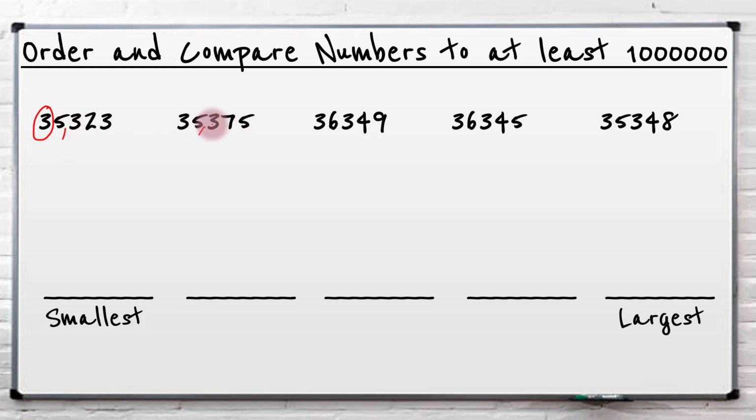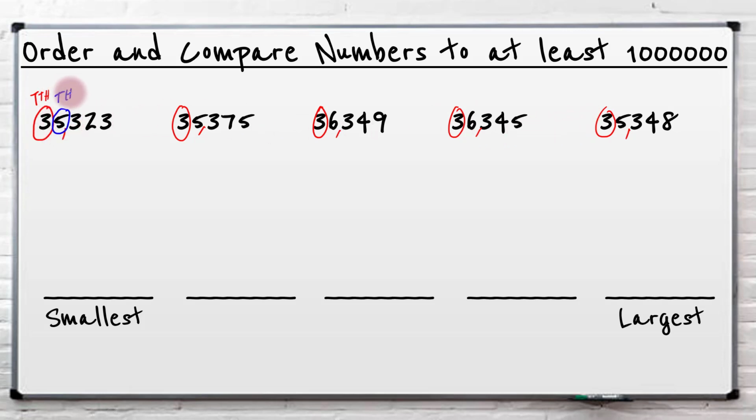Group of 3, 35,375. Group of 3, 36,349, 36,345, 35,348. So I know that they're all the same length. So I identify where the largest digit is. This is the tens of thousands, so this is all going to be the tens of thousands. Now the annoying thing that we've got here is because all the digits are the same, we need to move to the next digit that is worth the most, which is the 5 in this instance.